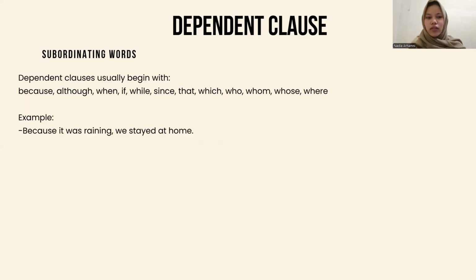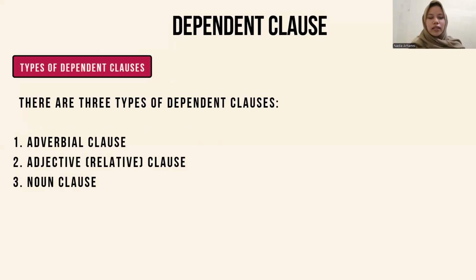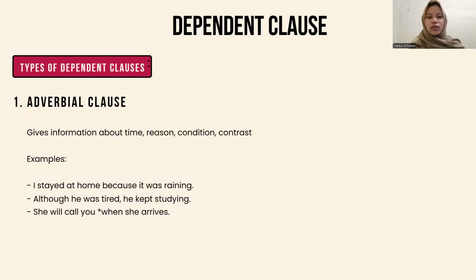Okay, next. Dependent clause. There are three types of dependent clause. The first one is adverbial clause, and then adjective clause, and the last, noun clause. Okay, I will explain one by one. The first one is adverbial clause. An adverbial clause gives extra information about time, reason, condition, or contrast. For example, I stayed at home because it was raining.